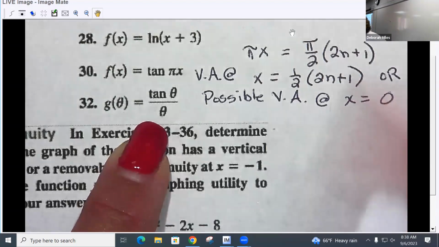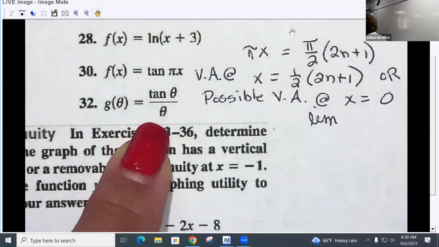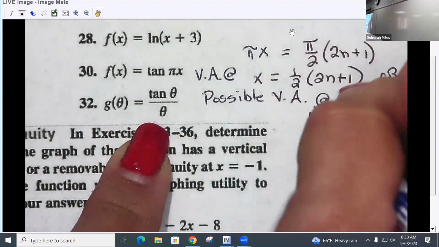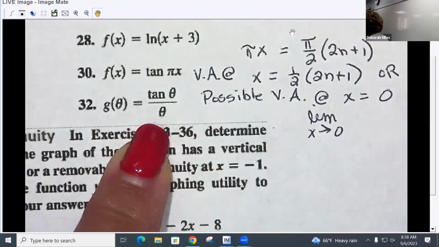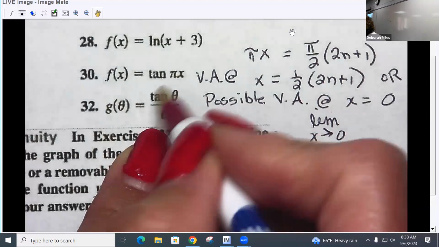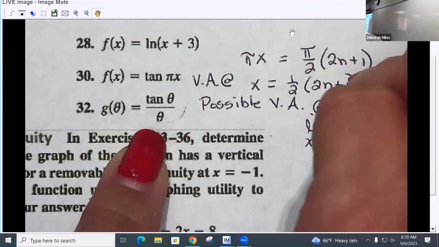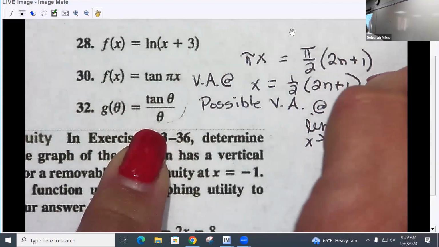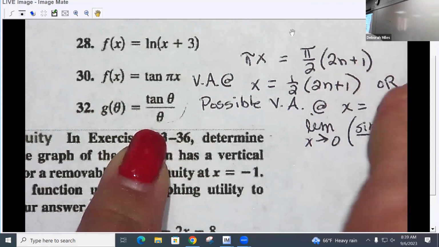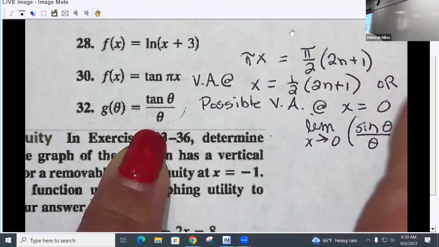That makes me think back to the limit. One of my special limits is as x approaches 0. Is there any way that I could split that function into something that would give me one of my special limits? I could write it as sine theta over theta times 1 over cosine theta.